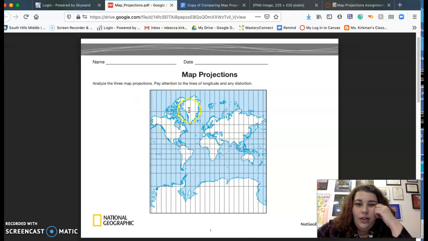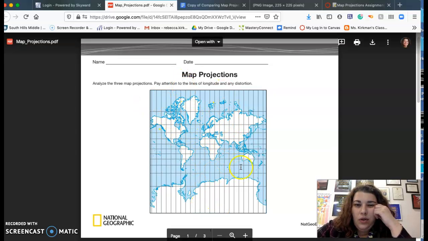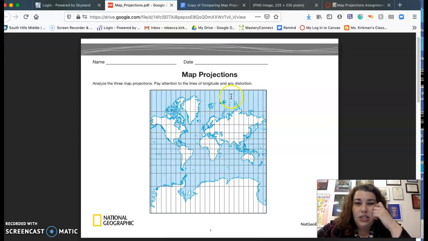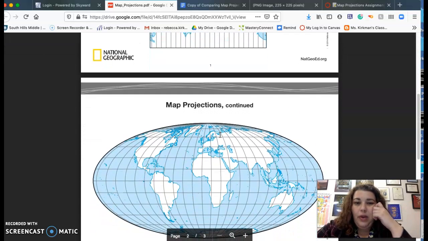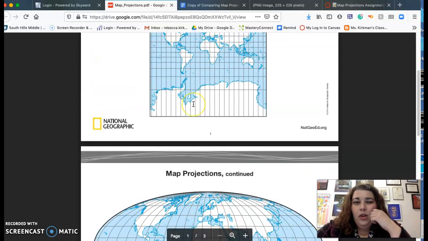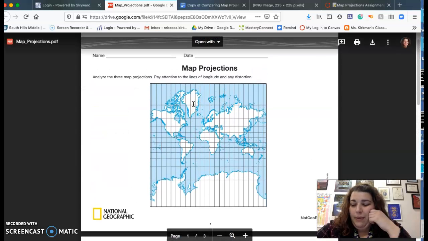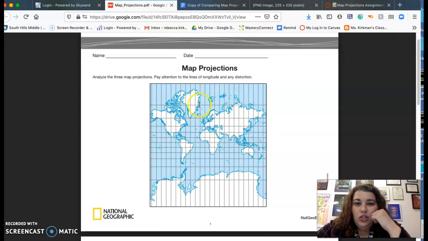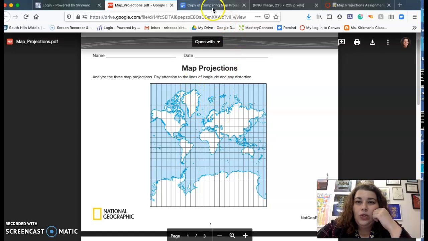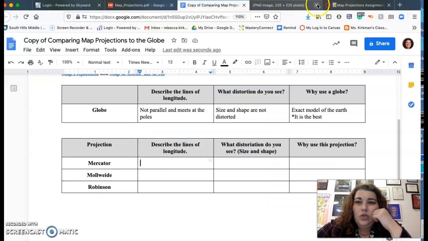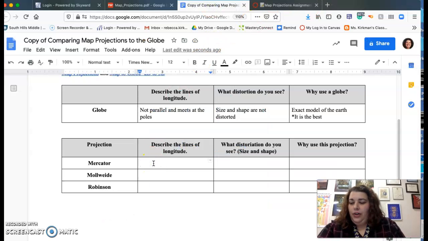Okay, now we're looking at the lines of longitude going up and down. Okay, so it makes a grid system, right? Like they're parallel to each other. They don't intersect, especially at the poles. If I go and look at this one, oh, these ones are not parallel. Okay, so we're going to say they're not parallel. They make a grid. They're also perpendicular to the latitude, so we get right angles. So going back into my thing here, I'm going to say makes a grid. Lines are parallel.